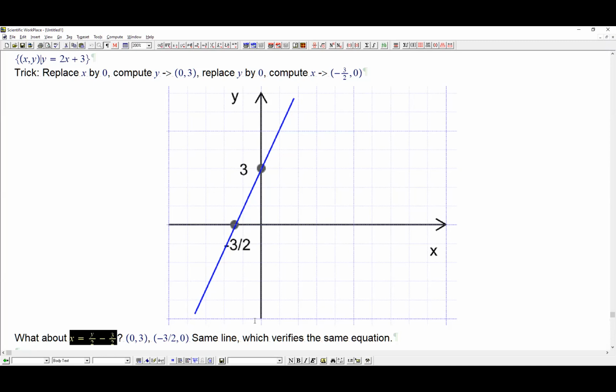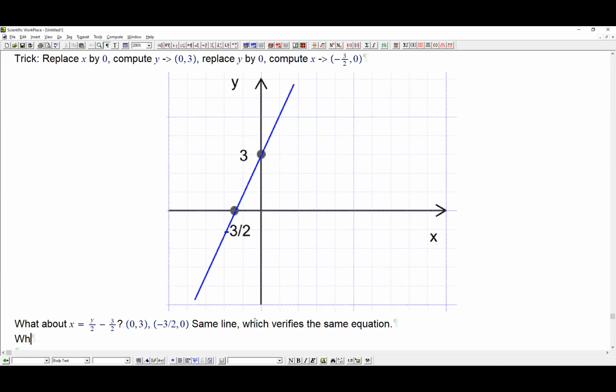One thing I could say too is what about 2x equals y minus 3? Well, again, that's the same line. Because if I substitute x by 0, I get 3. If I substitute y by 0, I get minus 3/2. So same line again.